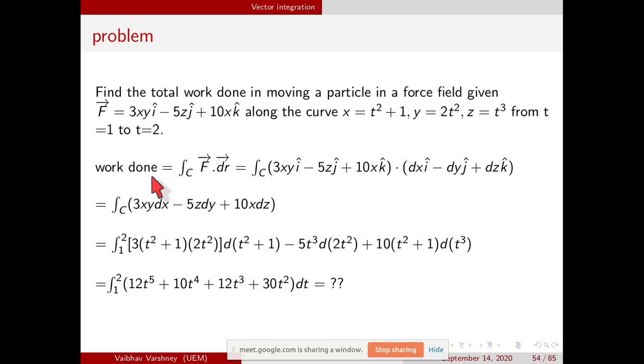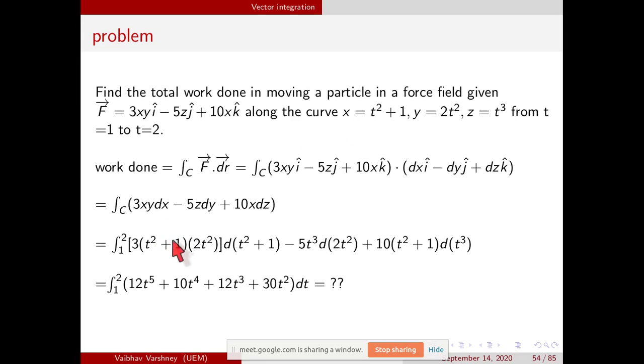So we can directly use the formula of line integral, F dot dr along the curve C, and this is our F, 3xy i cap minus 5z j cap plus 10x k cap, dot dx i cap plus dy j cap plus dz k cap. Earlier I wrote minus dy j, this should be plus dy j cap, it's my mistake. So if we do the dot product, then the first term will come with dx, the second term will come with dy, and the third term will come with dz, and x, y and z we already have in terms of t. So we can put the values.